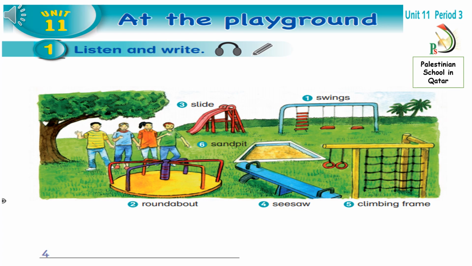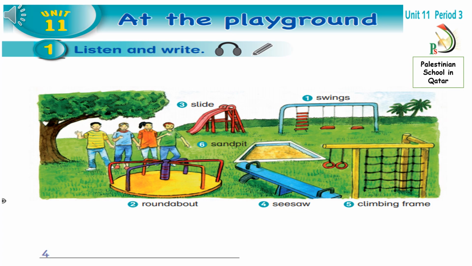Yes, we can see swings. Excellent. What else? We can see roundabout. Great. Slide. Excellent. I can see sand pit. Great. I can see the seesaw. Excellent. I can see the climbing frame. Excellent. So here we have many, many equipments at the playground, right?